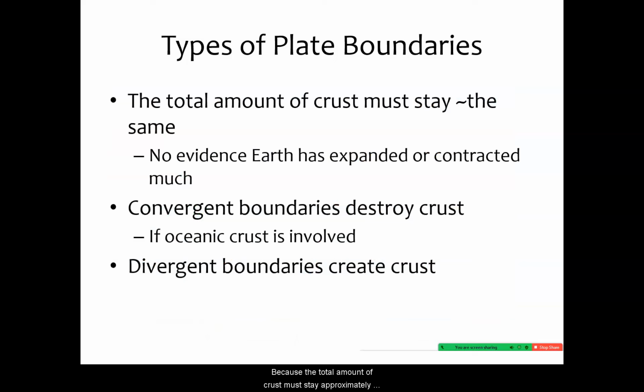Because the total amount of crust must stay approximately the same, and we don't have any evidence that Earth has expanded or contracted over time, these two types of boundaries are going to be balanced. Divergent boundaries are where we create crust, because that mantle partially melts and creates new crust there. And then the convergent boundaries, where oceanic plates subduct, are going to destroy crust. So we probably have about the same amount of divergent and convergent plate boundaries on Earth's surface.